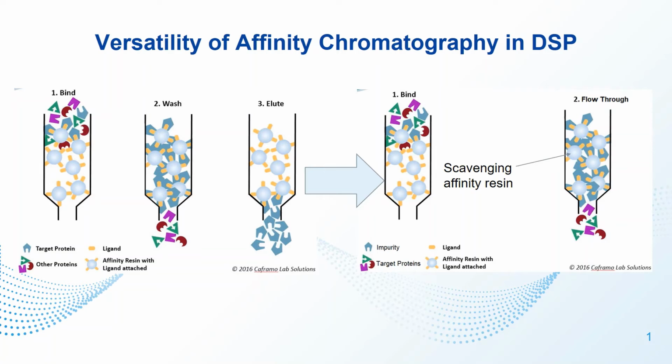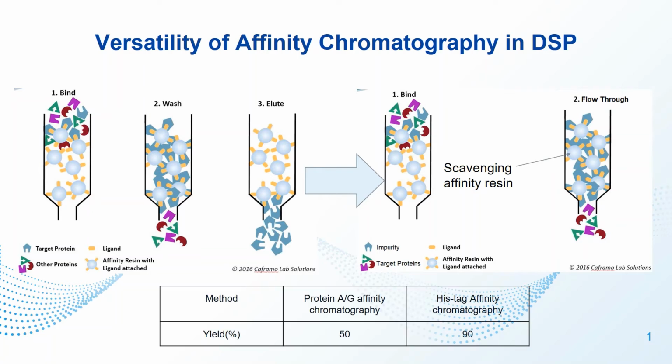The resins in this case are called scavenging affinity resins, or they can be used to separate the desired form of a target molecule from closely related product impurities by, for instance, selective elution. The most common types used in affinity chromatography are protein A and G resins and histidine-tagged proteins, and they show common yields of 50% and 90% each for a single step, which can be lower or higher with different operation conditions.